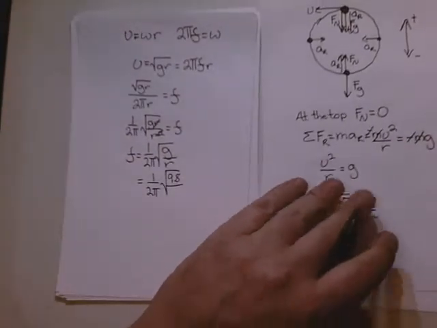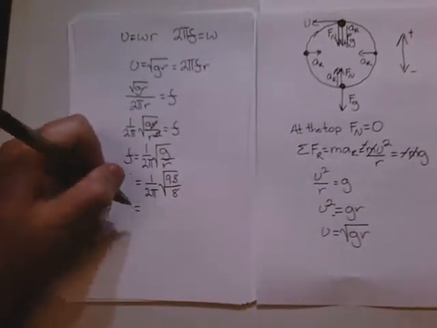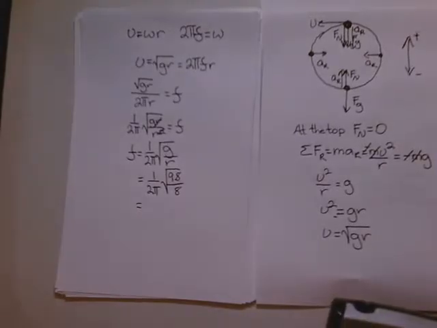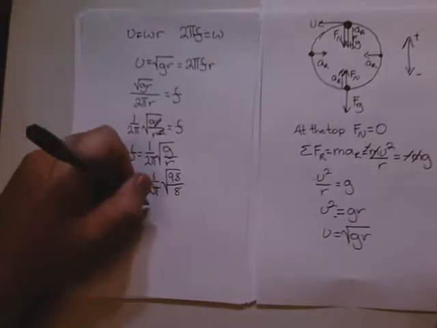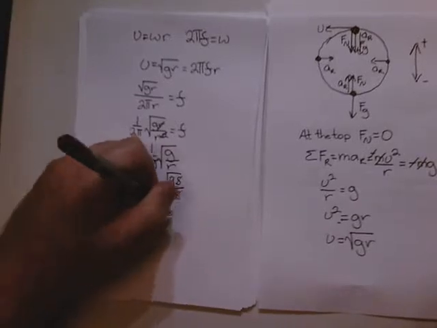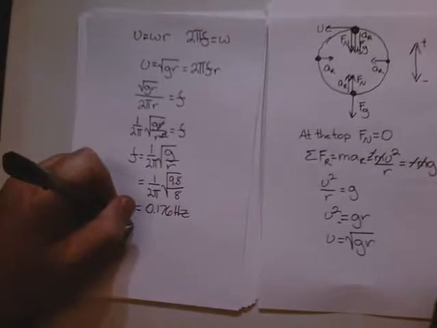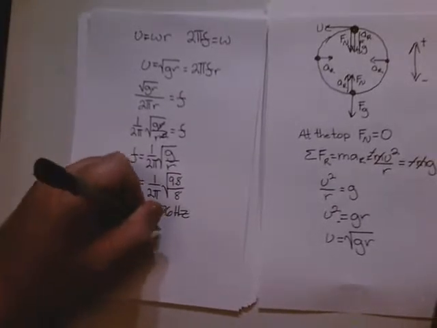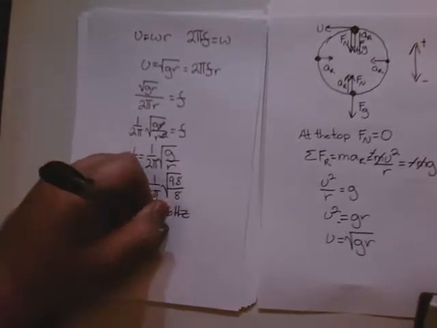Oh, I said the radius was 8. Did I do that? Yeah, I said it was 8. Should have said it was 9.8. So the frequency is 0.176 hertz. And we could also say that the period, to give us a better indication of the motion, is the inverse of frequency. And the inverse of 0.176 is 5.68.